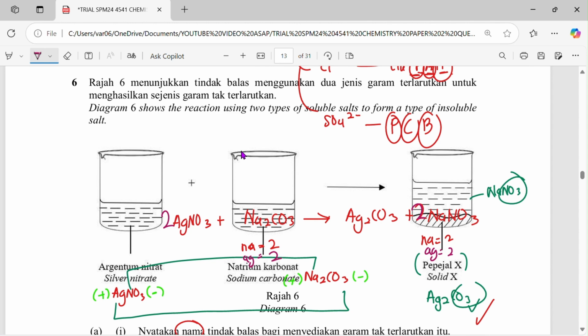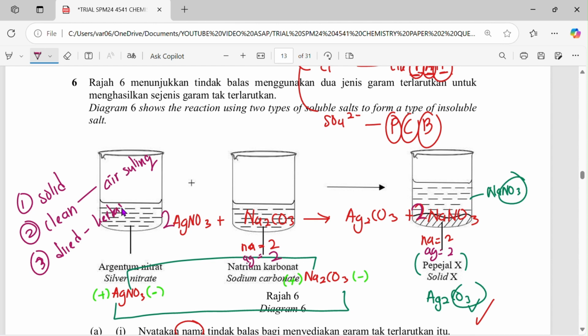Okay, uraikan secara ringkas bagaimana untuk menyediakan hablur garam daripada pepejal X. No matter how you create that garam, at the end of that experiment, you must ensure these 3 things. Number 1, the garam that you made must be a solid. Number 2, the garam that you made must be clean. Clean, how can you clean the garam? Is by using air suling. Number 3, the garam that you made must be dried. How? Using kertas turas.